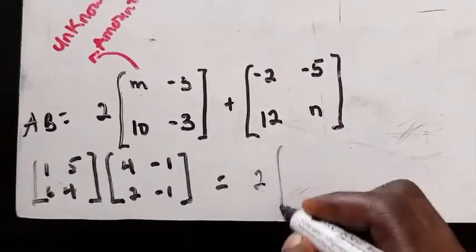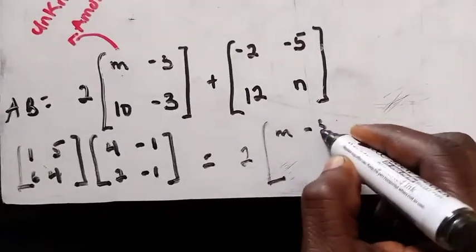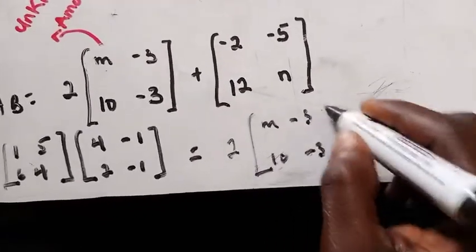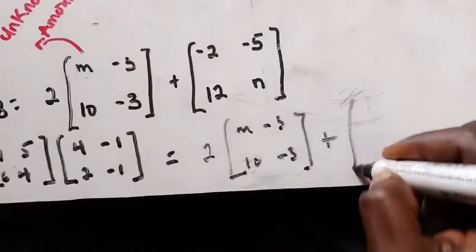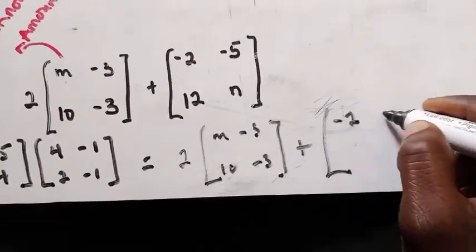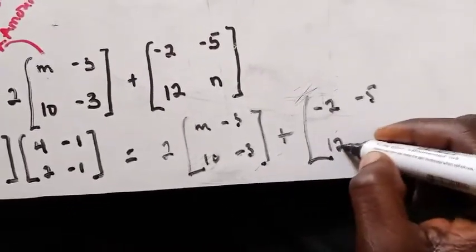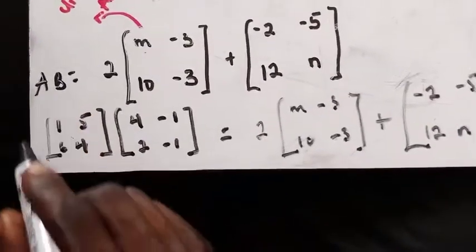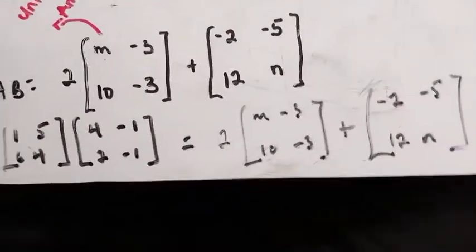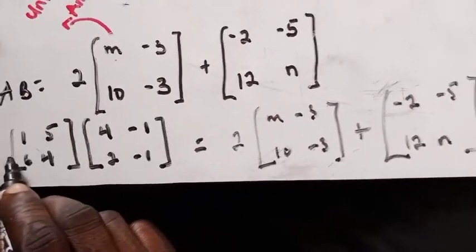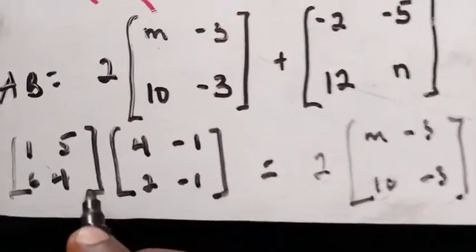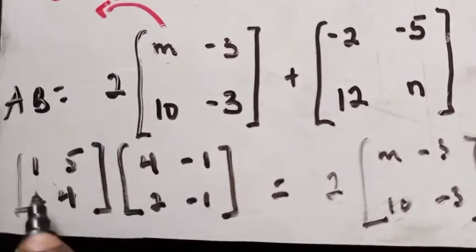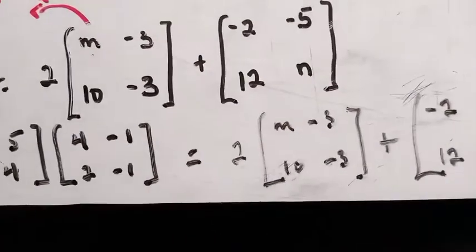That's the 2 multiplied by the m minus 3, 10, and then negative 3, plus everything in the second, that's the negative 2, negative 5, 12, and then 1. So the AB here, A multiplied by B, is equal to everything here. So it's our duty to do the calculation here. We are going to multiply everything on this side, and then we expand this one so that we can easily find the values of m and n.